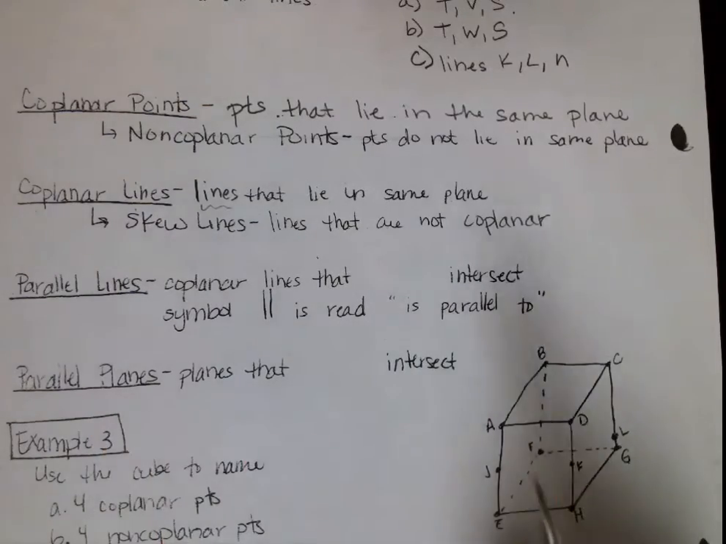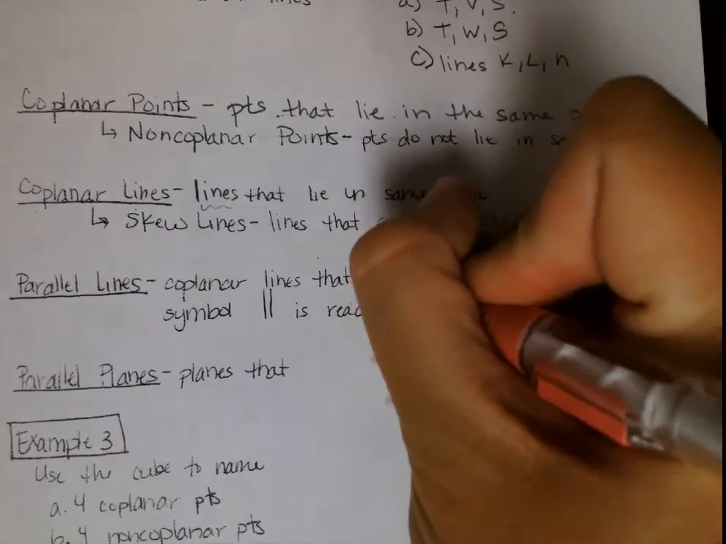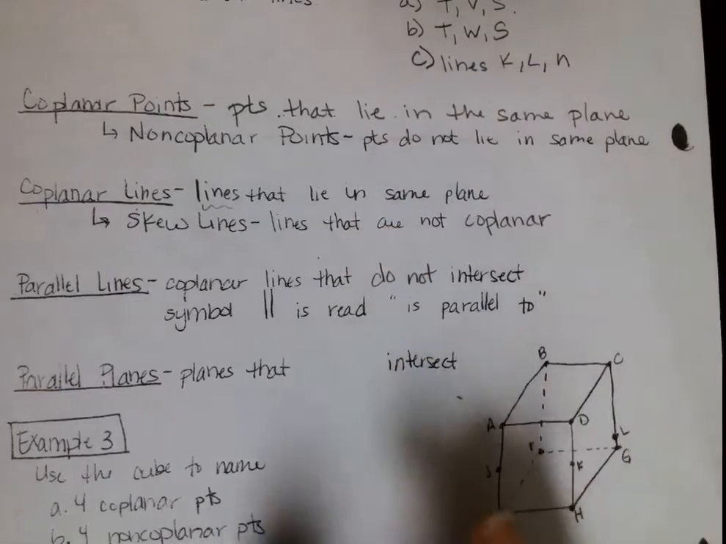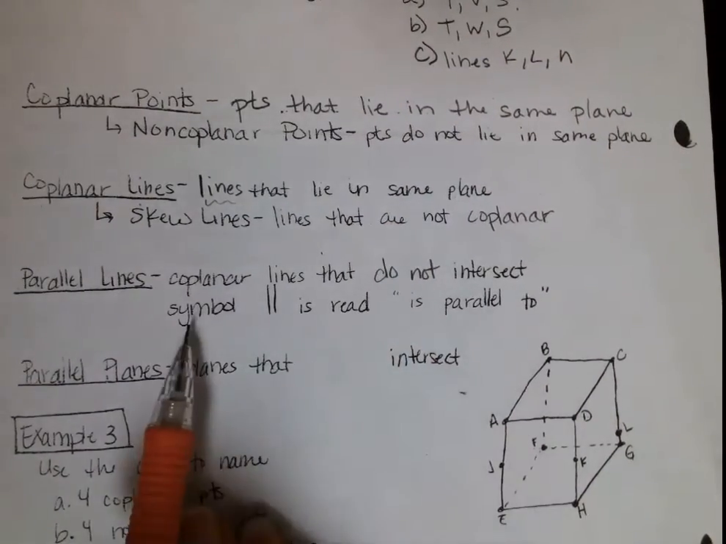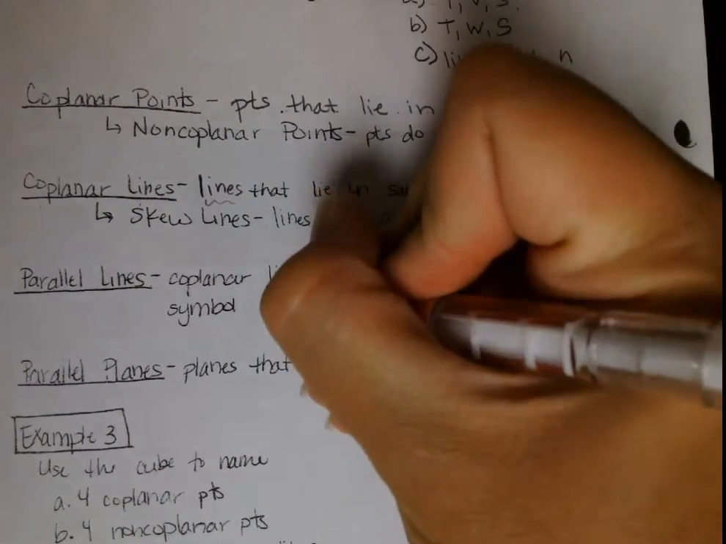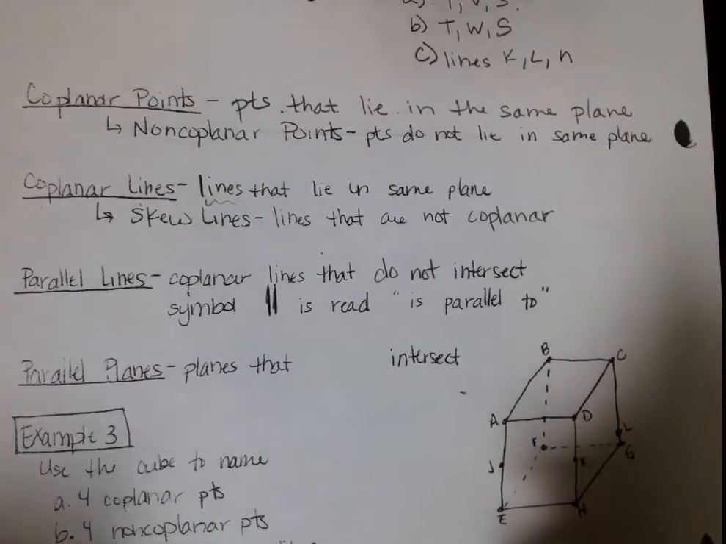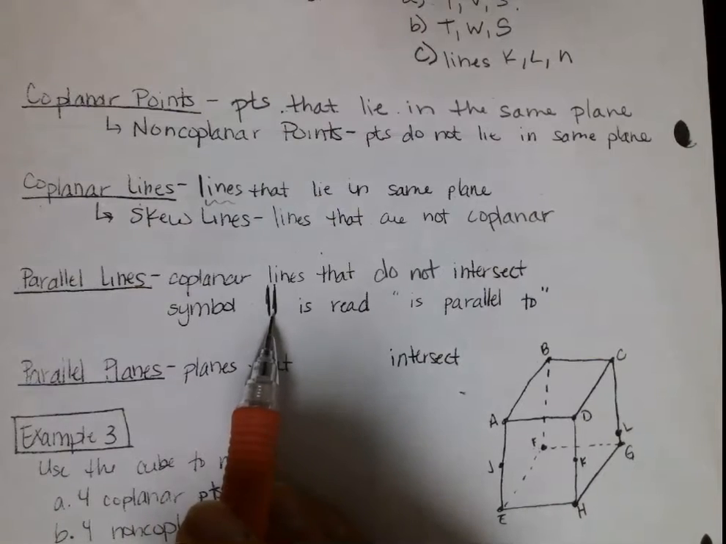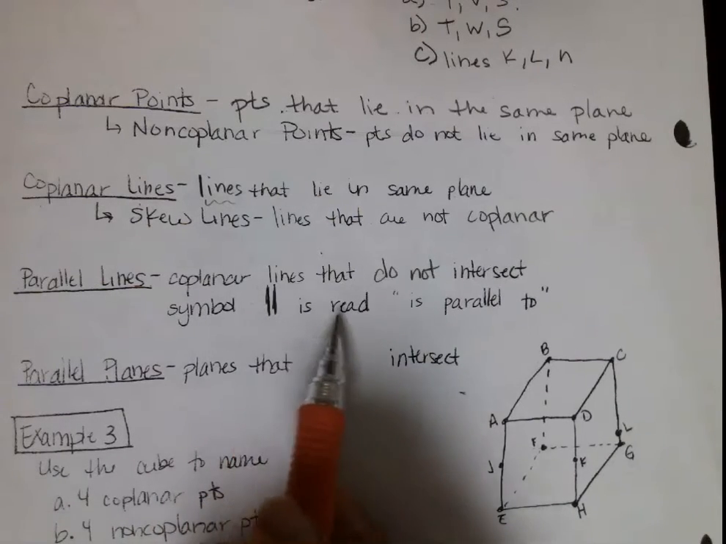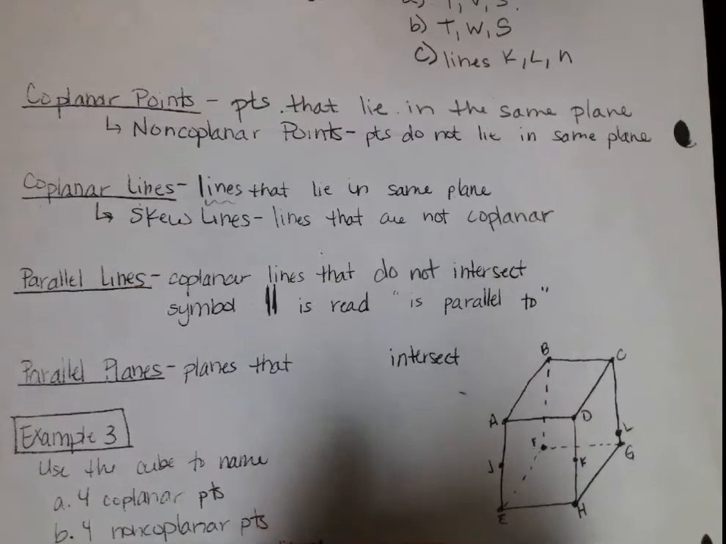Parallel. Good. Do not intersect. The symbol, okay, is those 2 lines very close together with nothing in between them. Not to be confused with your absolute value, right? That has a number or a letter in it. So the symbol is here, it says 2 lines, is read is parallel to.